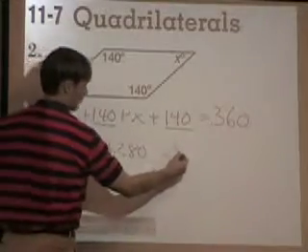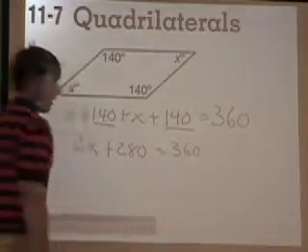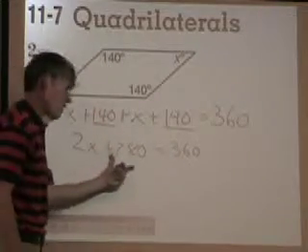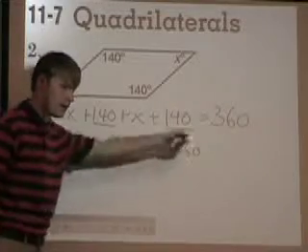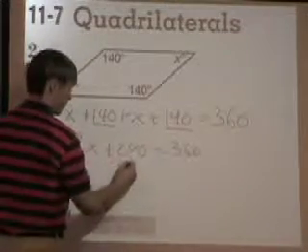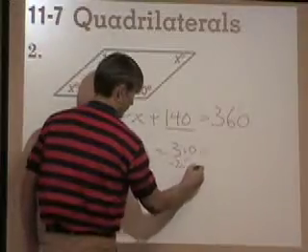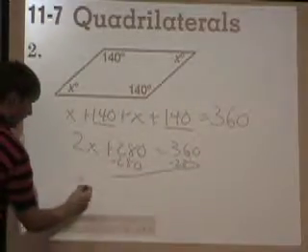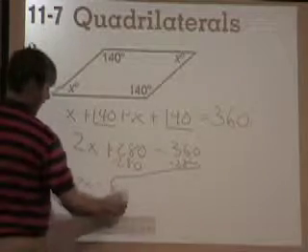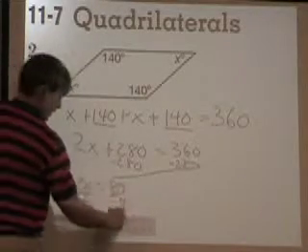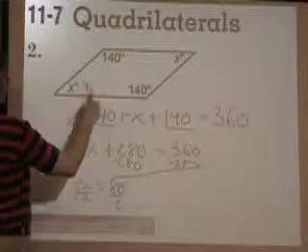So now, it's just like we had with the triangles. You've got to solve for X. What do I do to get 280 over there? Subtract 280 on both sides. So I get 2X equals, what's 360 minus 280? 80. Now I've got to divide by 2 on both sides. So what's X equal? 40.